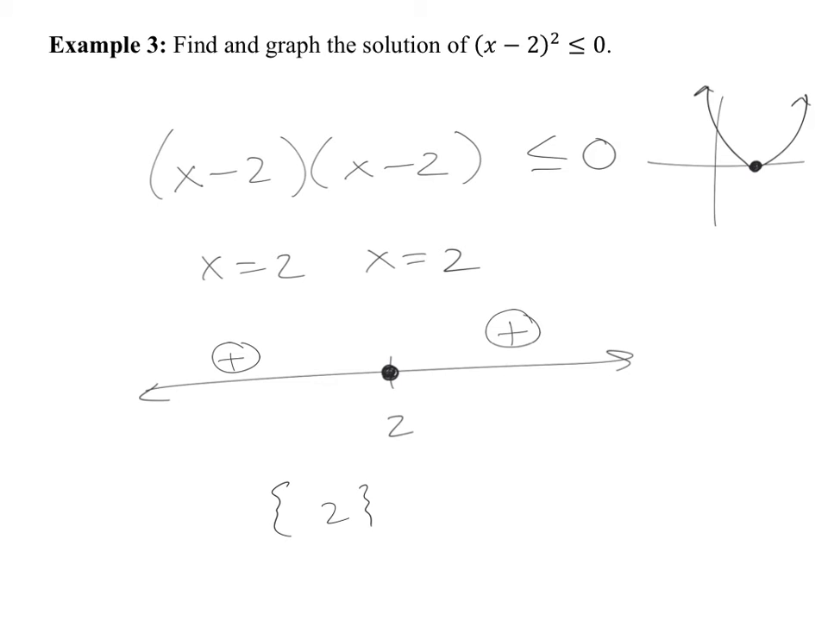Okay, be careful. You might want to say no solution here. But 2 works because this says less than or equal to 0. If it had just said less than 0, this would be an open circle and you would have no solution. Any questions on this at all?